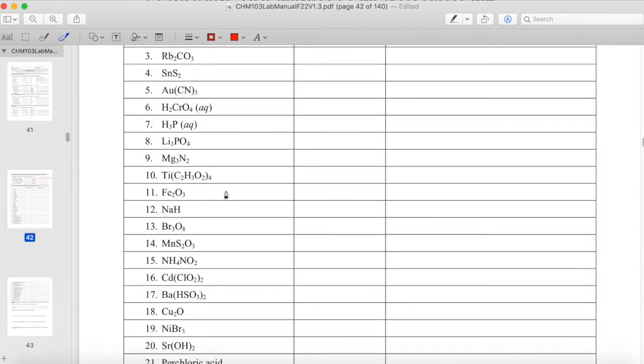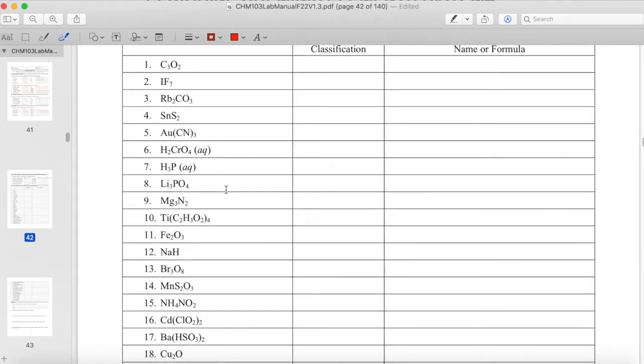This is just a mixed bag of different types of problems that we've already seen, and it gets you to practice writing out the appropriate name or formula, and it doesn't tell you what type of problem you're dealing with. That's this first section here, where you've got to say, okay, what am I classifying this as? What type? Is this an ionic compound? Is it a covalent compound? What rules do I follow?